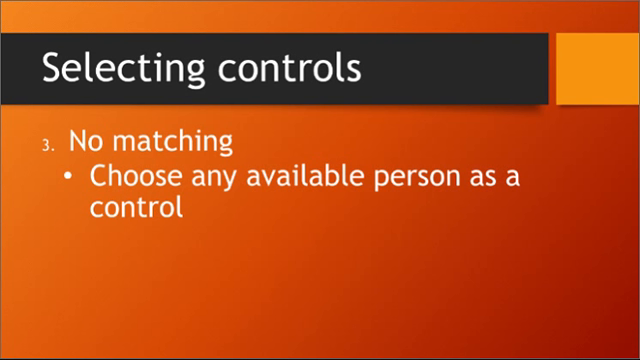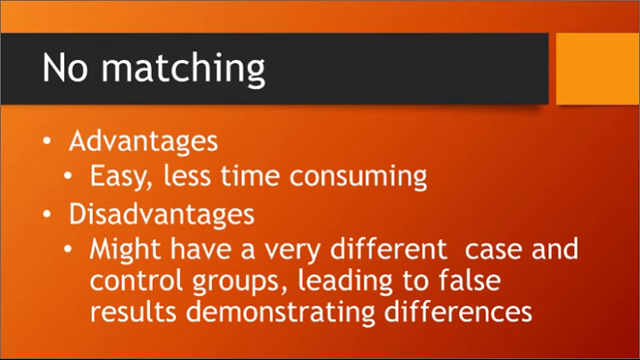In that case, we're not actually looking at ages or genders. We're just choosing controls that are convenient. So this is easy or easier and less time-consuming. But in this type of study design, our cases might be really different from our controls. And that might really lead to some false results that demonstrate differences, but it's really not true differences. It's a factor of choosing the wrong type of controls. They weren't a good match for the cases.